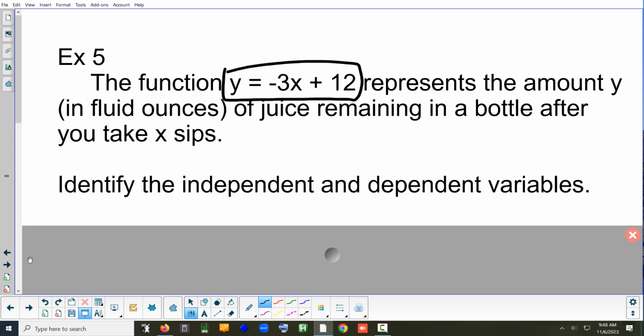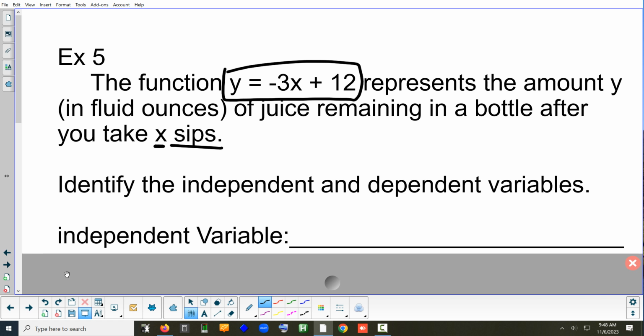So let's see if we can identify which variable is which. It says the amount of sips you take is x. Does anybody remember which one x is? Independent or dependent? Yep, independent. So in this case, the independent variable is the x, and we know x is the sips that you take.